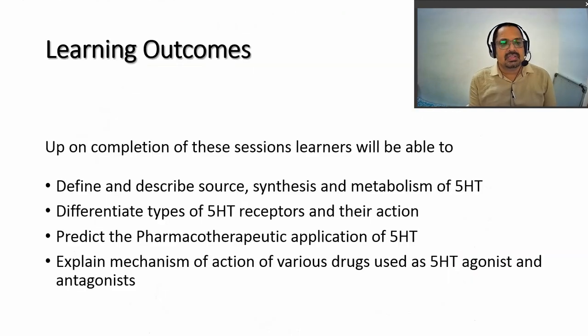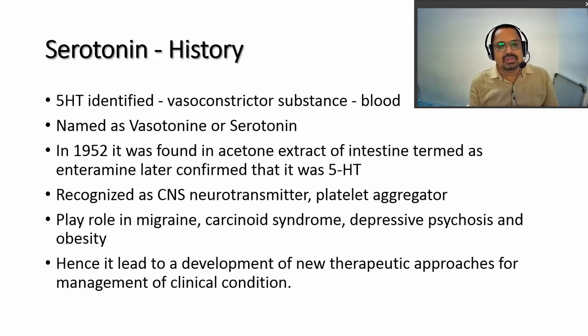Regarding this, upon completion of this session, the learners will be able to define, differentiate, and describe the sources, synthesis and metabolism of 5-HT. They can define or describe the source from where the 5-HT is coming, how it is synthesized and how it is metabolized. They can differentiate the different types of 5-HT receptor and their actions on the body system. Then they can predict the pharmacotherapeutic applications of 5-HT and their analogs, and they can explain the mechanism of the various drugs which act as 5-HT agonists and antagonists.